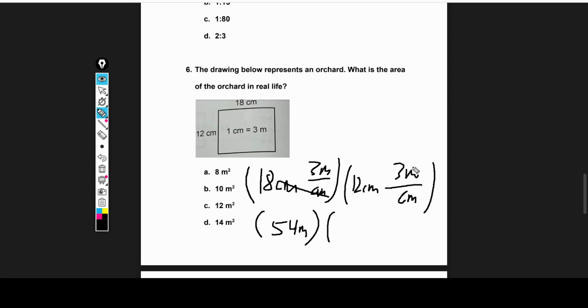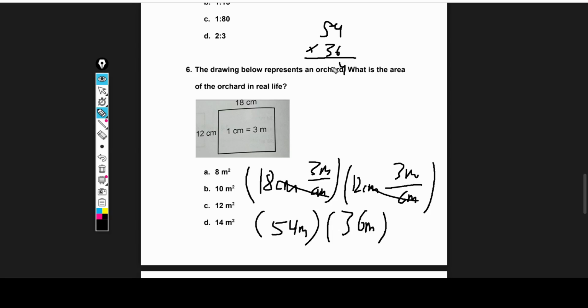12 centimeters. Centimeters cancel. 3 meters. 12 times 3 is 36 meters. When you multiply 54 by 36, what do we get? That's actually a rather tricky multiplication. I'll have to write that one out actually. 54 times 36. Let's try to do that.